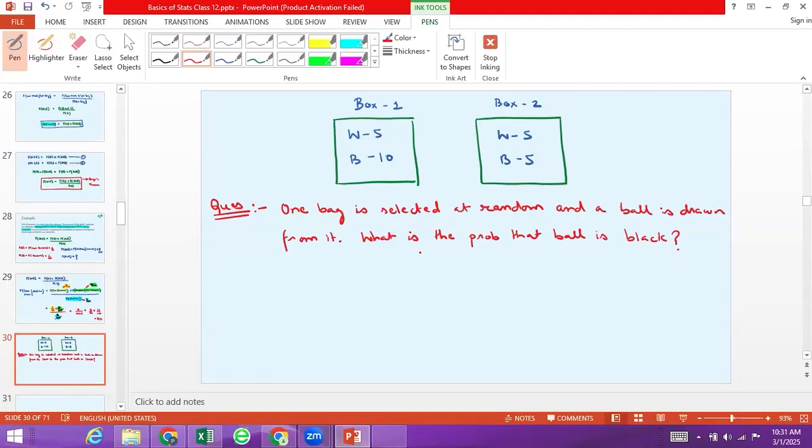Okay, so we need to count all the balls first. That is 15 plus 10, 25. Then out of 25 balls, we need to select the blue balls. That is 15. 15 by 25. So the probability of selecting one box out of two is half, right? So 15 by 25 into half. 15 by 50. That is 30 by 100. 30%.